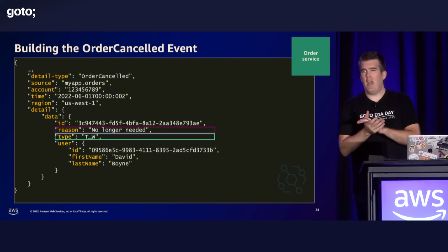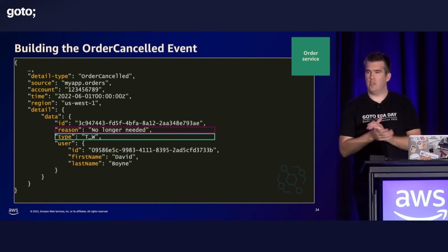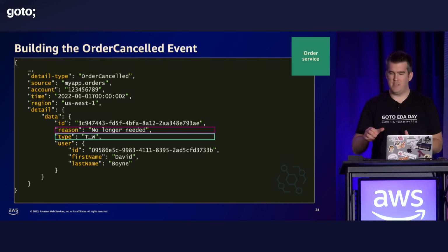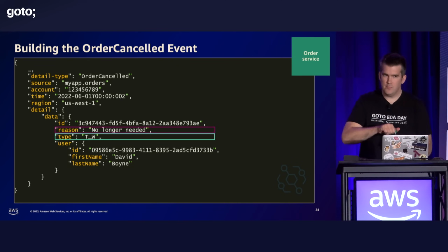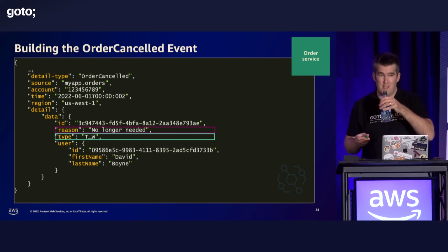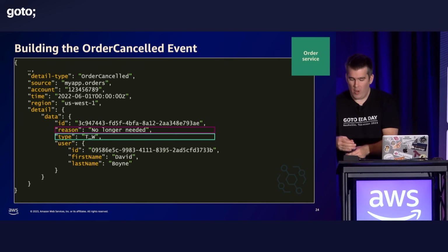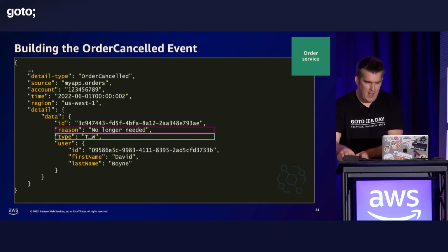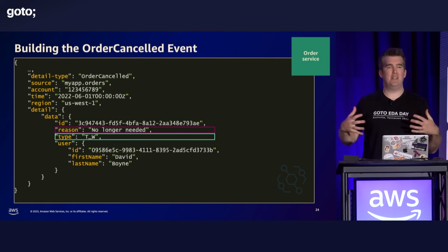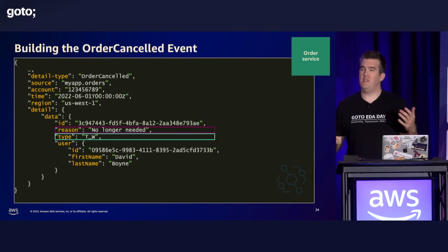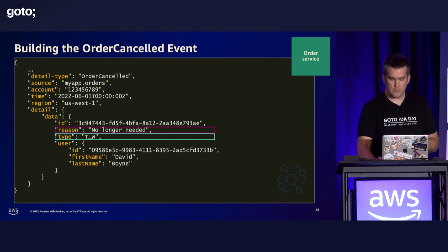Next one we have here is type TW. The order was cancelled because type TW. Does anyone here know what TW means? Literally no one. I have no idea what it means, and I made the slide. But what I'm getting at here is the order service is now leaking implementation details. TW means nothing outside of this domain.